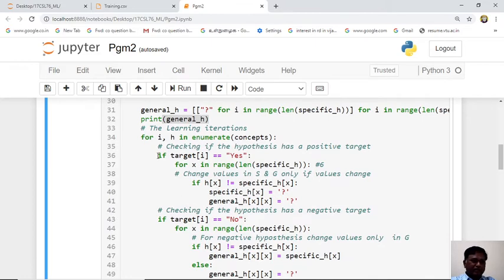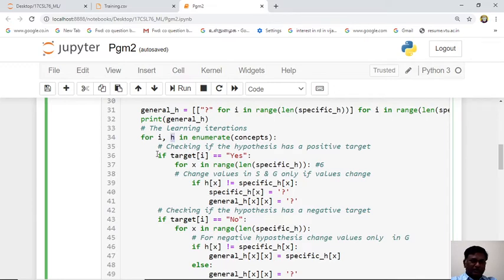Now our algorithm starts here. This is the for loop. This enumerate gives the index value. How many inputs do we have? 4 inputs. So i equal to 0 to 3: 0, 1, 2, 3, 4 values. H will take your first row, second row, third row, fourth row. Like that all the rows are taken.